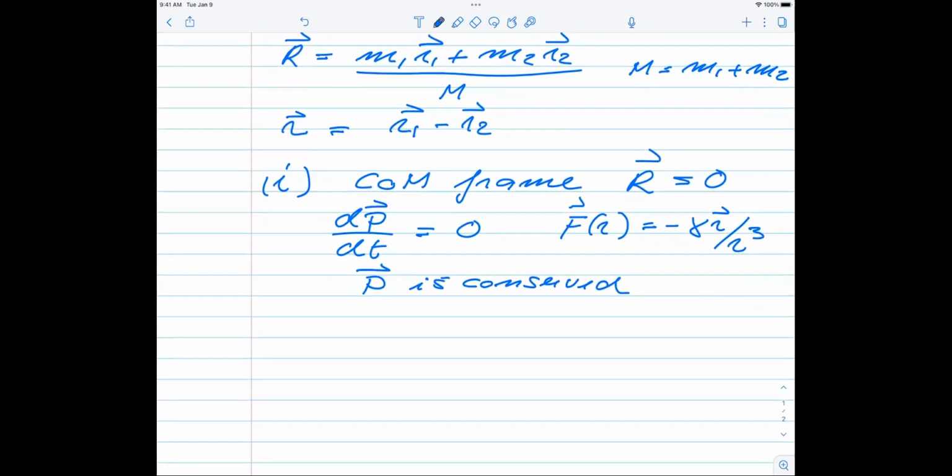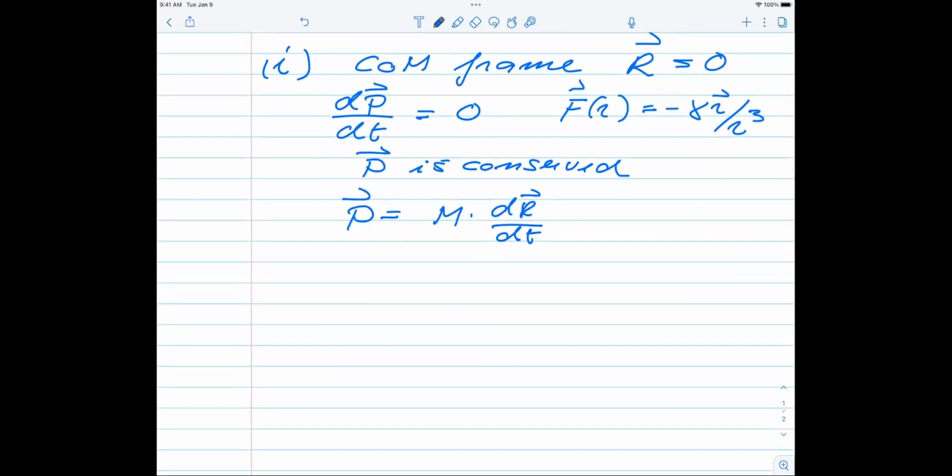And just to quickly remind you of P, that is the same as M times dR/dt, which means again that since P is a constant of the motion, it means also that the center of mass velocity is a constant of the motion.